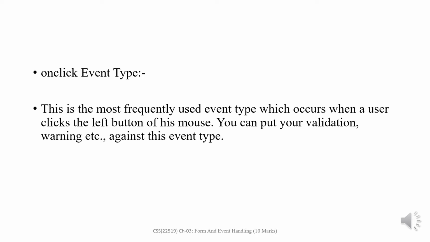The onclick event type is the most frequently used event type, which occurs when a user clicks the left button of the mouse. You can put your validation, warning, etc. against this event type. So this is a type of mouse event. We will see one program using this mouse event.